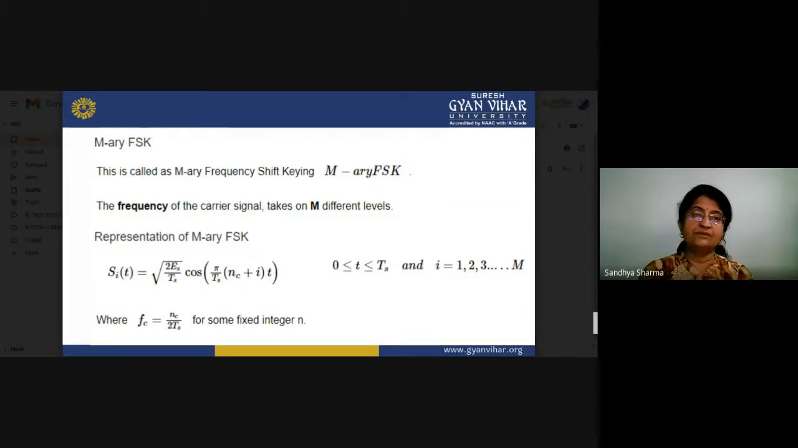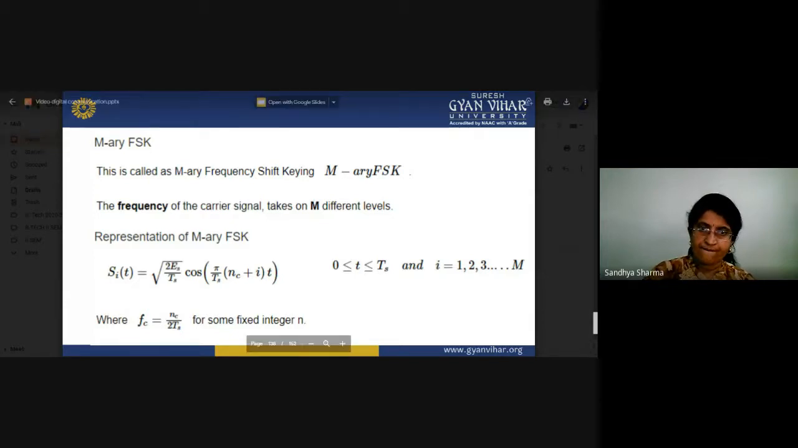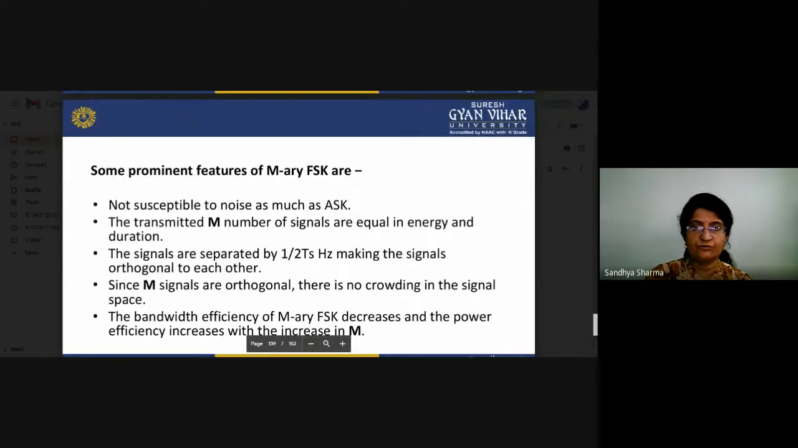Now we will focus a little bit on the M-array FSK system. So this is called M-array frequencies. The number of frequencies is M minus 1, and we can represent it as cos(omega c plus i omega), where i is equal to integer values. If you want to change the frequency, that is based on the M values.